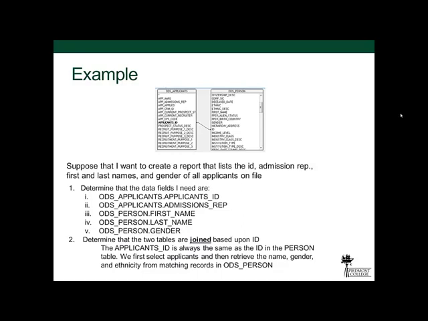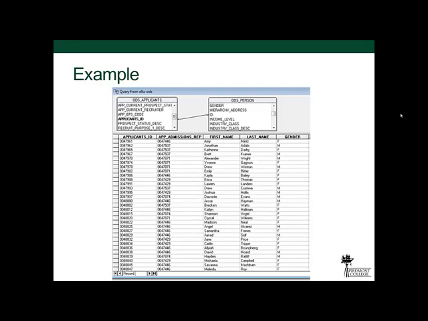So I collect that information, and then once I put that query into the system and execute it, this is what the results will look like. And so we see it's in a spreadsheet format. We have columns for the applicant ID, the admissions representative, the first name, last name, and gender. And all the information on a single row pertains to an individual applicant.